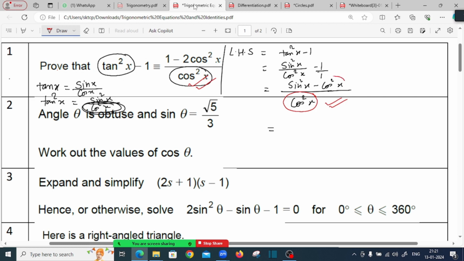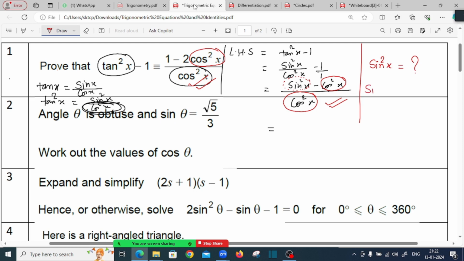I want cos square x. Yes, there is a term of cos square x. But there is no term of sin square x in your numerator, isn't it? So what will I think? I will think, can I substitute this sin square x in terms of cos square x or some constant? I will try to replace this sin square x in terms of cos square x, right, Rishit?